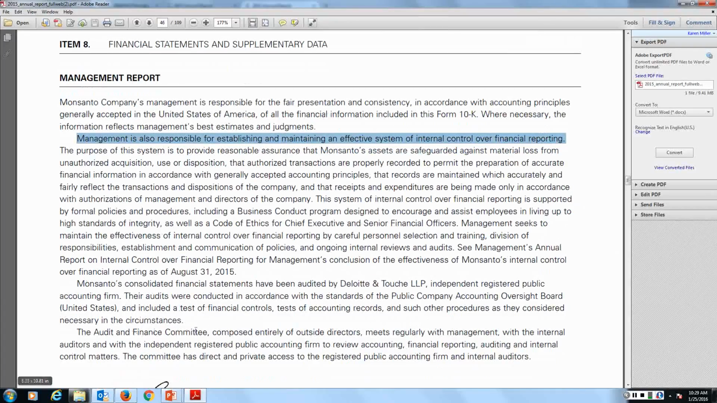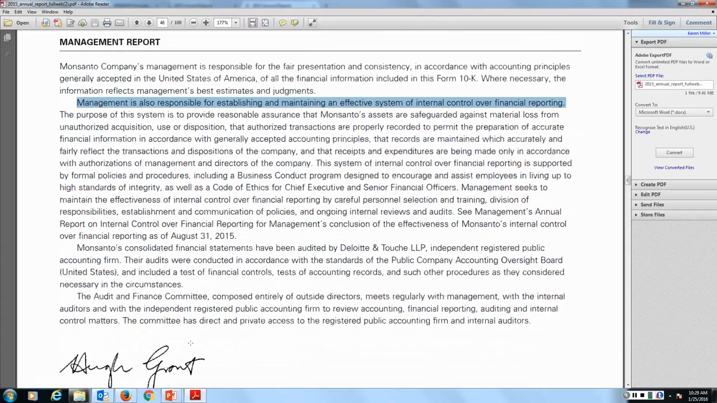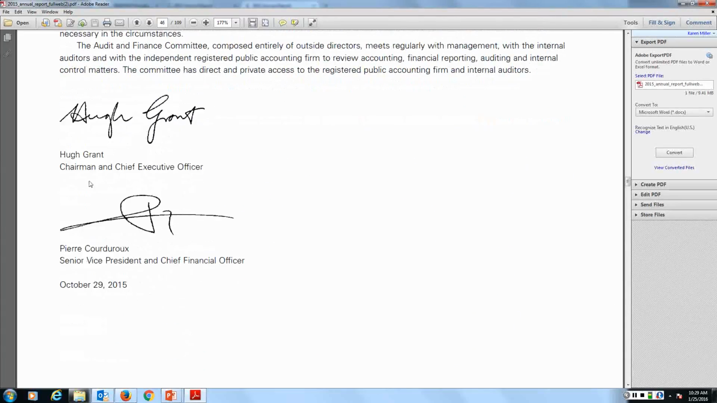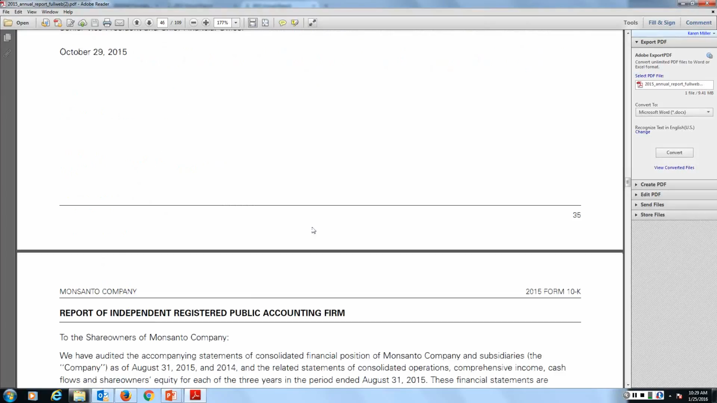They're telling you that they have an audit and finance committee who is reviewing this work with their auditors. So there is management's report signed by the Chief Executive Officer, and then also by the CFO, so the CEO and the CFO both taking responsibility here.